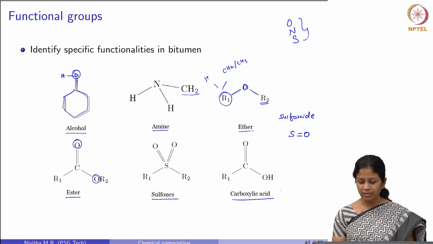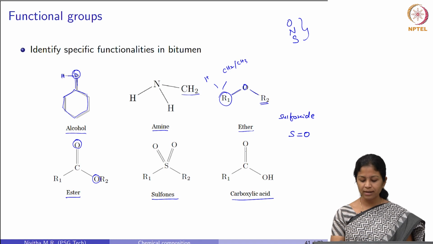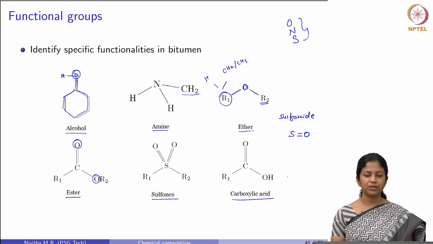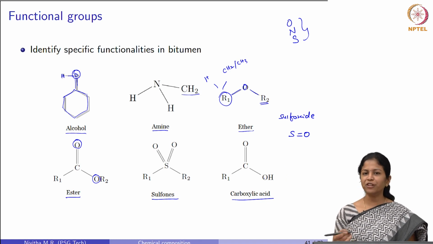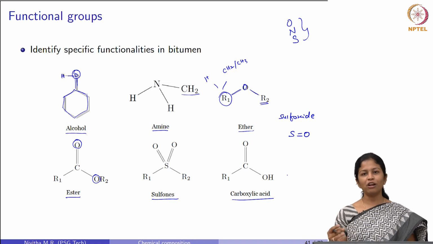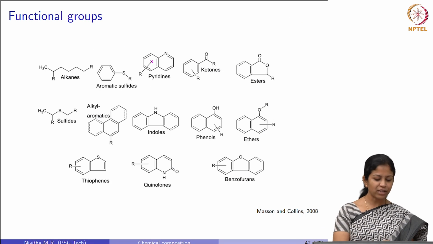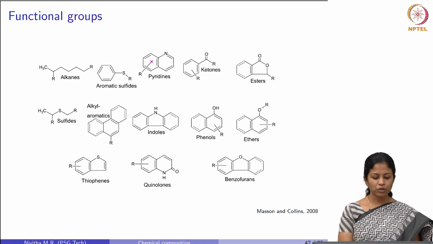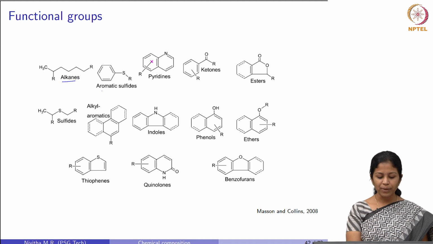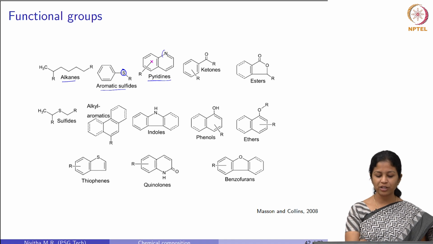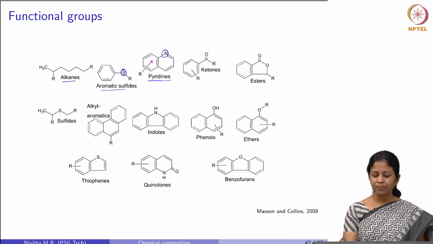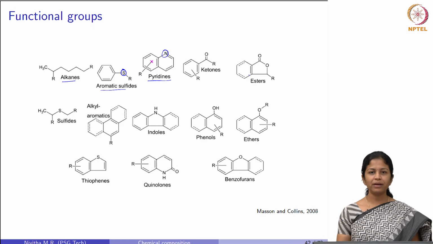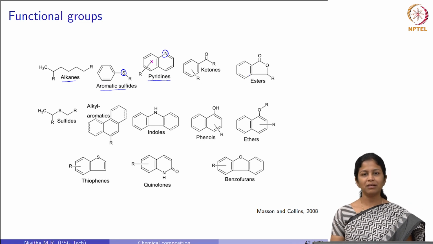Similarly, we have carboxylic acid. We know that it is C double bond O and then OH. So, these are some of the common functionalities. There are again a lot of functionalities. If they are attached to aromatic structures, again they will have different names. We know what alkanes are. We have aromatic sulfides when sulfur is attached to an aromatic compound. Similarly, pyridines when nitrogen is present, ketones, and we have esters. So, a lot of other functionalities are present in bitumen.